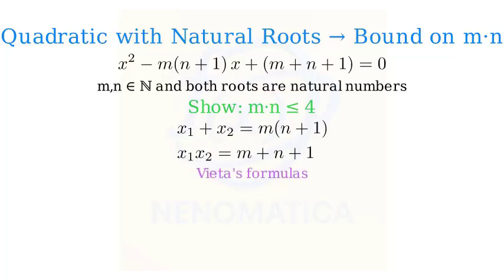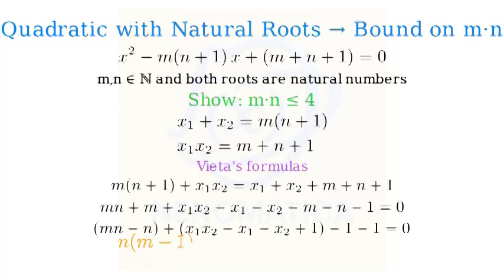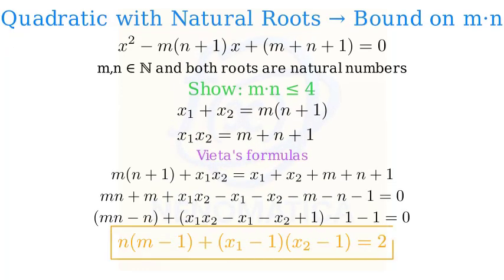By Vieta's formulas, the sum of the roots is m times (n plus 1), and the product of the roots is m plus n plus 1. Now we combine these two relations to craft a clever identity. Start by adding the product to the sum expression and rearrange terms. After grouping and factoring, we get n times (m minus 1) plus (x1 minus 1) times (x2 minus 1) equals 2.